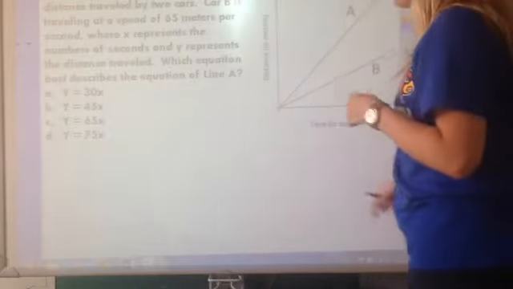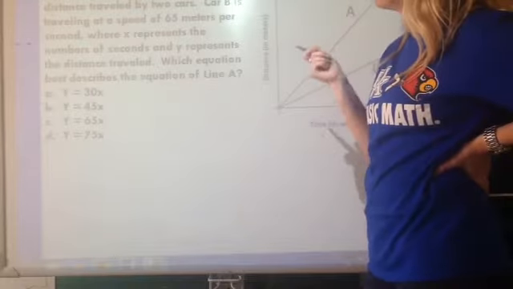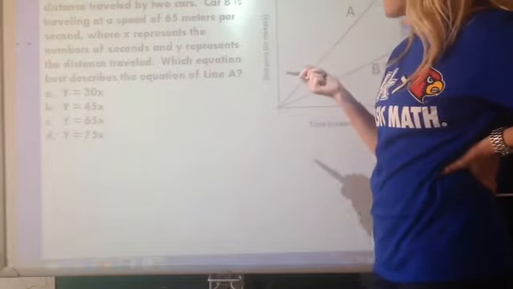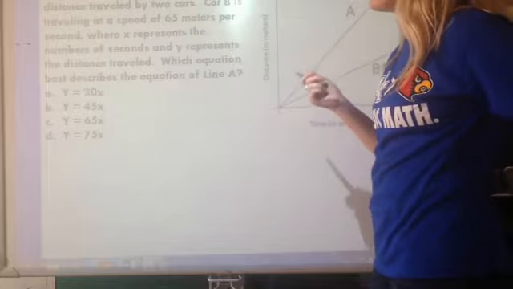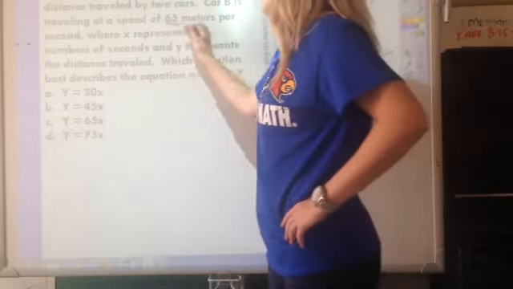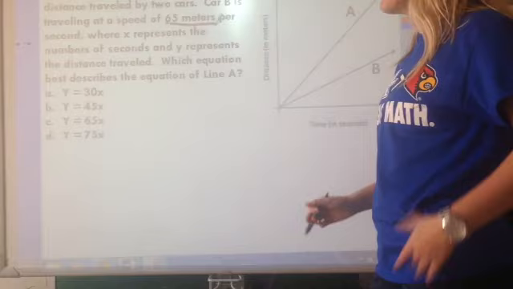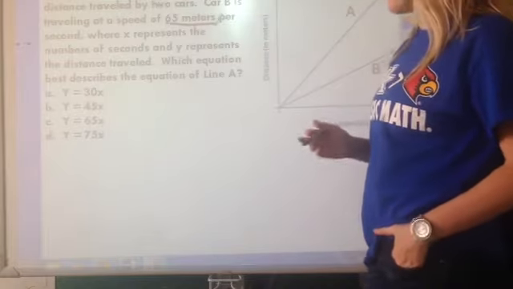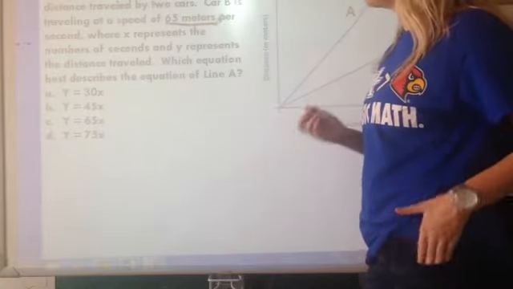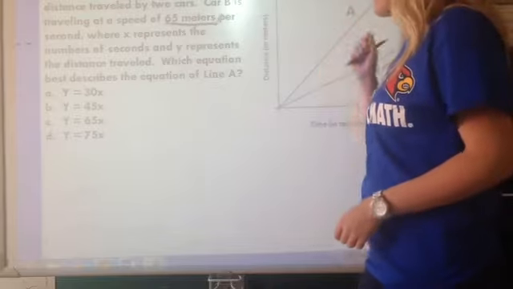So let's go ahead and do an example. All right, example 1. The graph below shows the distance traveled between two cars. Car B is traveling at a speed of 65 meters per second, where x represents the number of seconds and y represents the distance traveled. Which equation best describes the equation of line A?